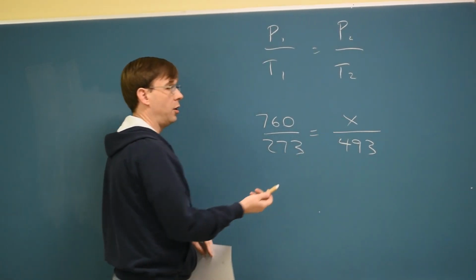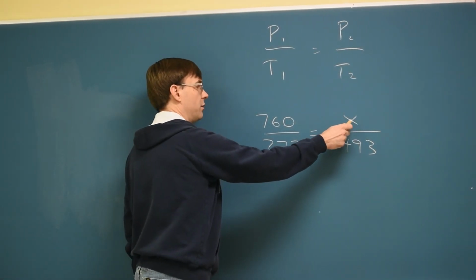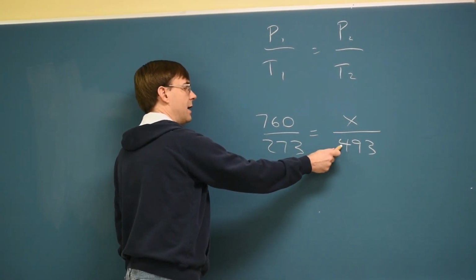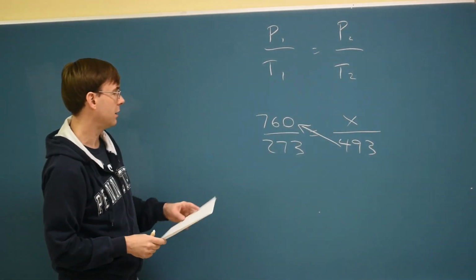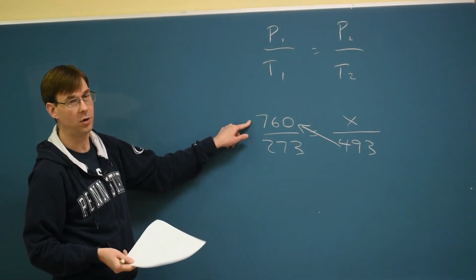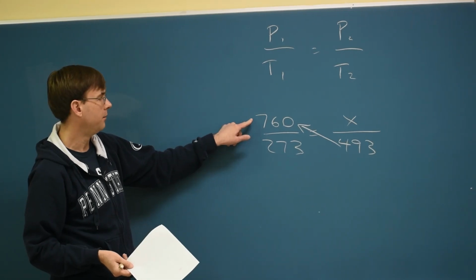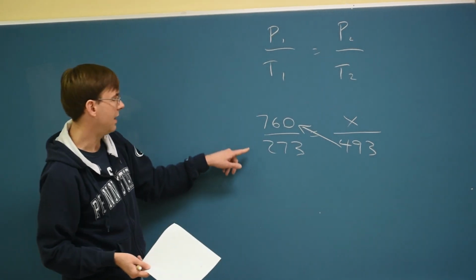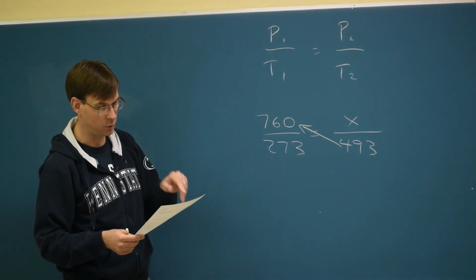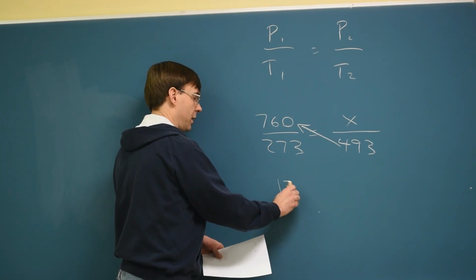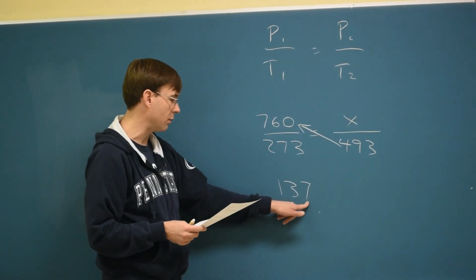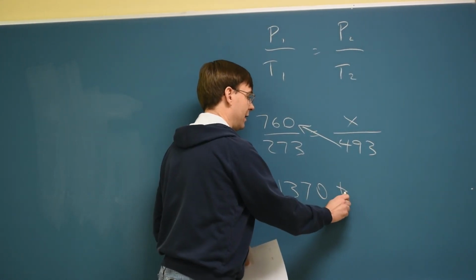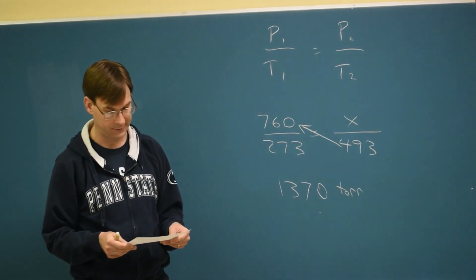Variable on top helps us, because we only need to do one little move. Since this is on top, we just need this to get off of the bottom. Since it's dividing, we just multiply it. Grab your calculator. If your calculator's not handy, hit pause, grab your calculator, open it up. We're looking to go 760 times 493, divided by 273. Punch, punch, punch, punch. The screen will say something with 137, which is where we'll round, because that's the third position. It'll round to a 7. It's 1370, and we need torr.